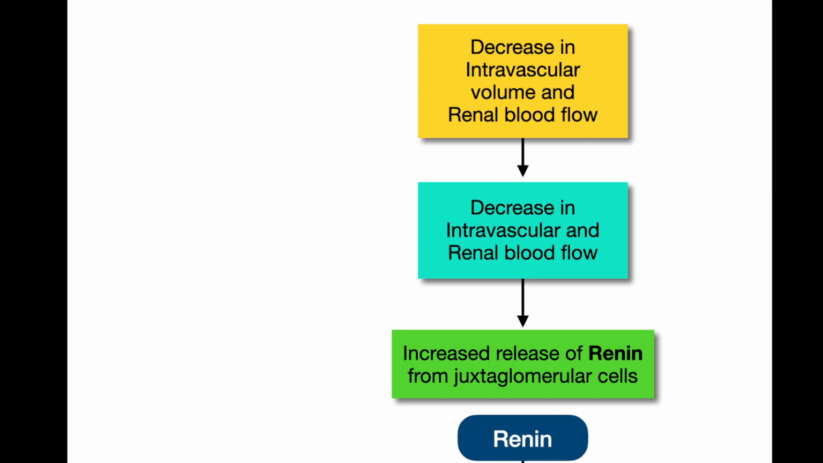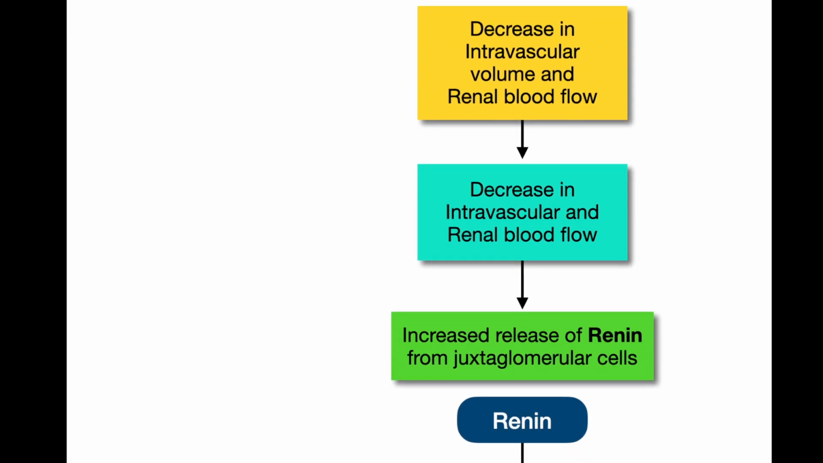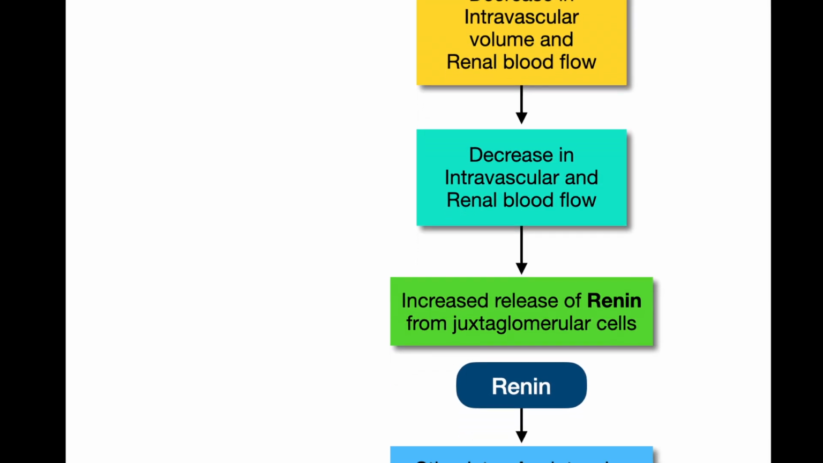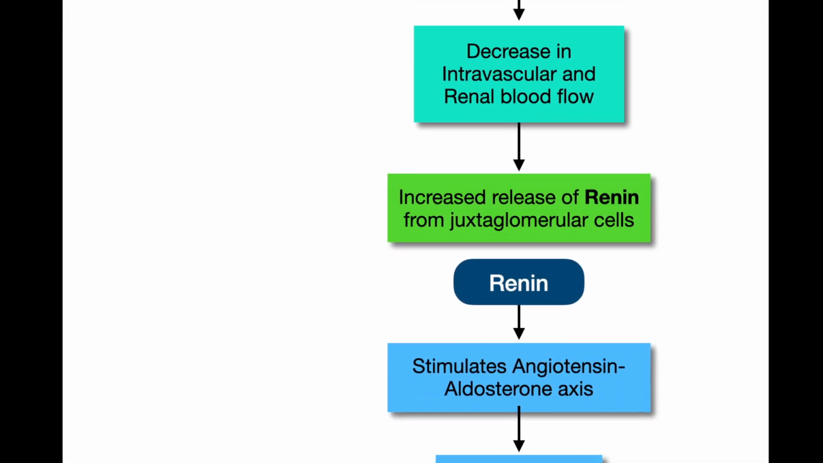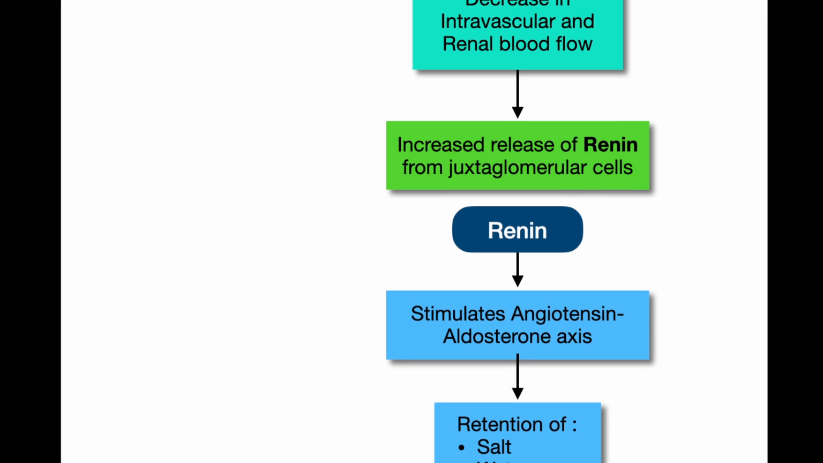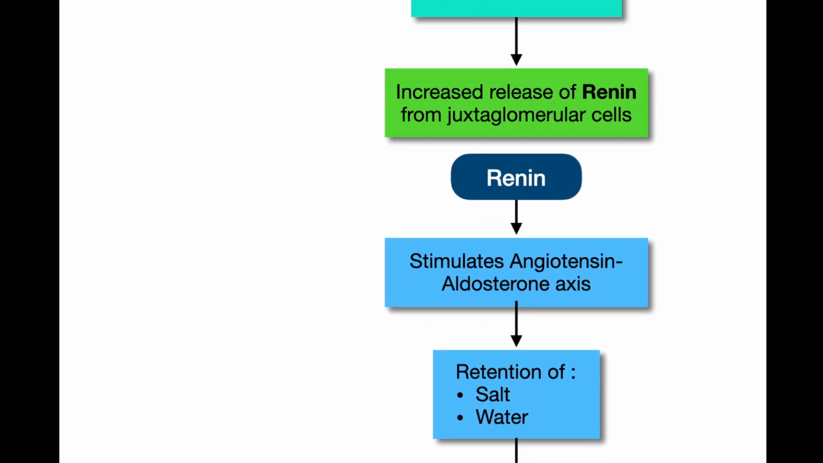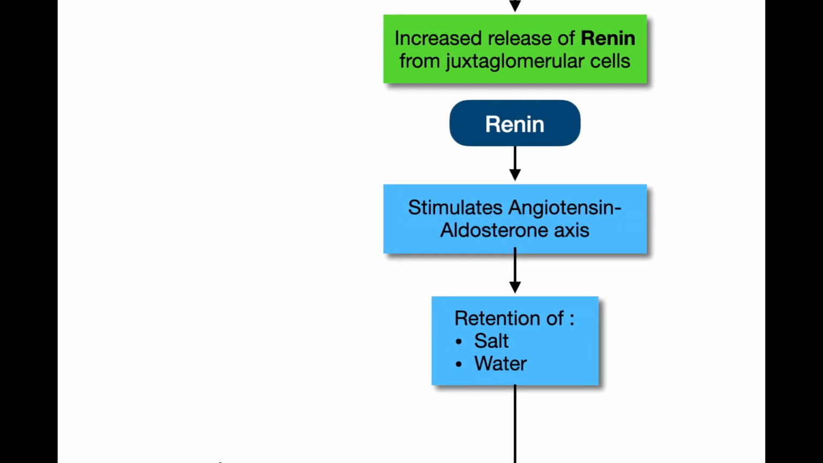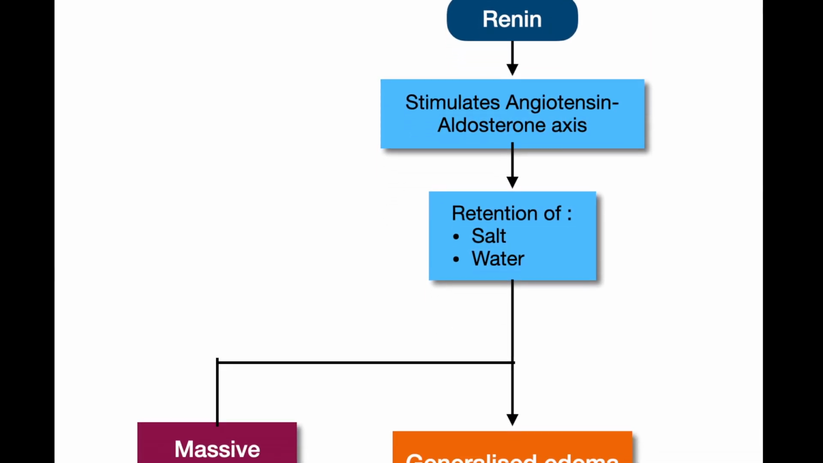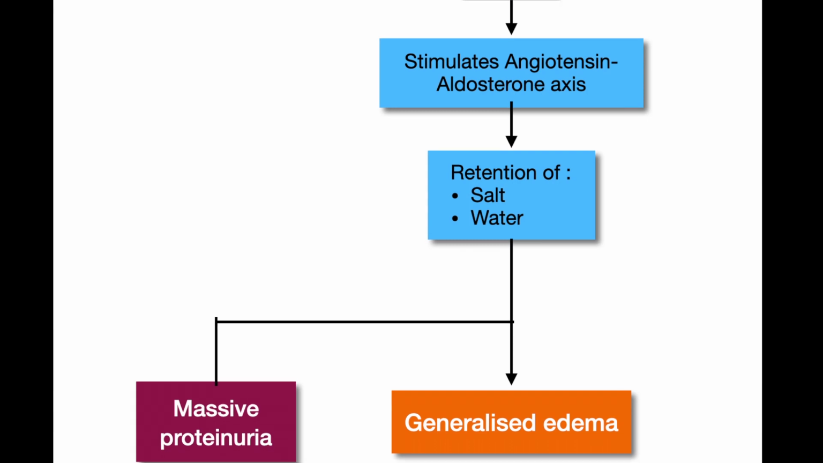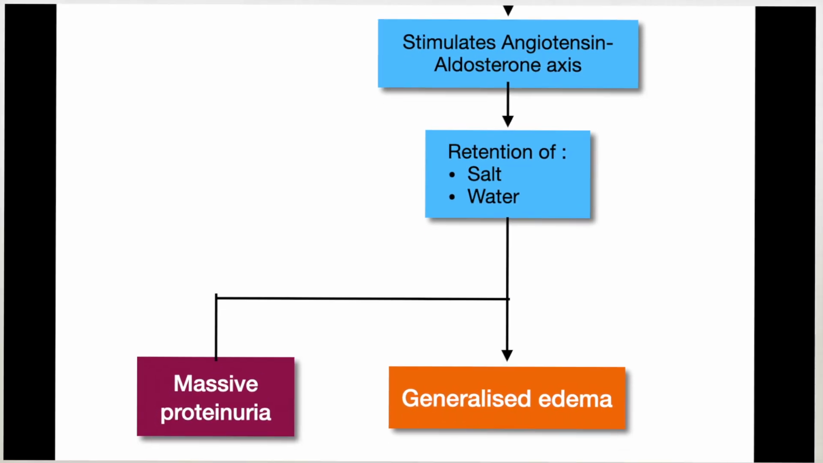Generalized edema. Now the decreased intravascular volume and renal blood flow will cause secretion of renin from renal juxtaglomerular cells. Then renin further stimulates the angiotensin-aldosterone axis. This will promote water and salt retention by the kidney. Now this water and salt retention along with hypoalbuminemia will cause localized edema at first, and further this will form generalized edema.